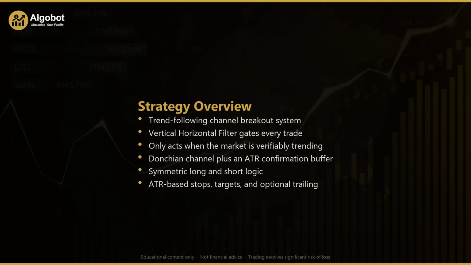That's where the vertical horizontal filter comes in. The vertical horizontal filter, or VHF, is an indicator that measures how strongly a market is trending versus how much it's simply chopping back and forth. It compares the net distance price has traveled to the total path it took to get there. When those two are close, the market is moving in a clear direction. When the path is long but the net move is small, the market is ranging. The strategy only arms a breakout when this filter says a trend is present and getting stronger.